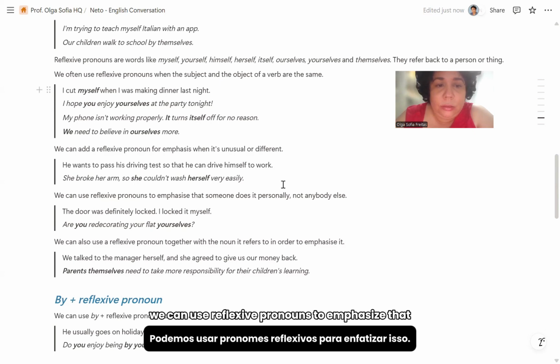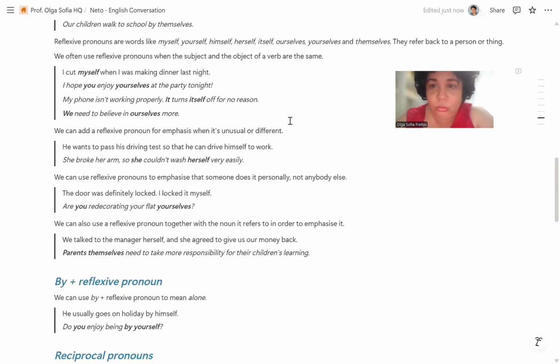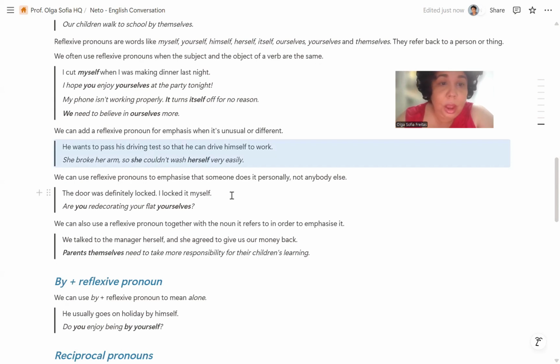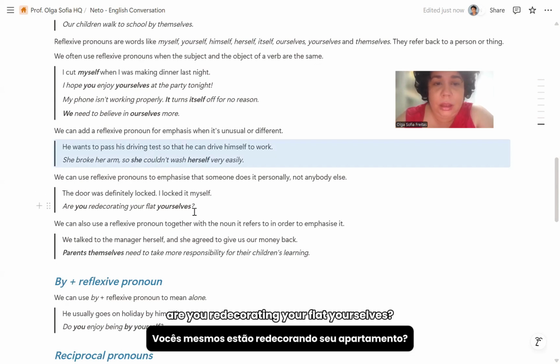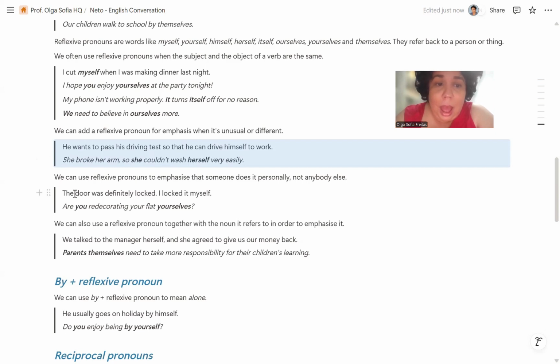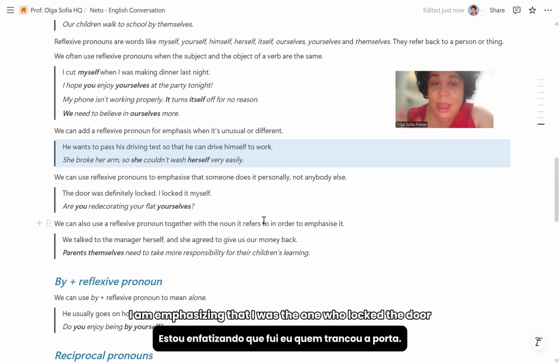We can use reflexive pronouns to emphasize that someone does it personally, not anybody else. Example: the door was definitely locked. I locked it myself. Are you redecorating your flat yourselves? If I say that I did something myself, I mean I actually did it. The door is locked. I locked it myself. I am emphasizing that I was the one who locked the door.